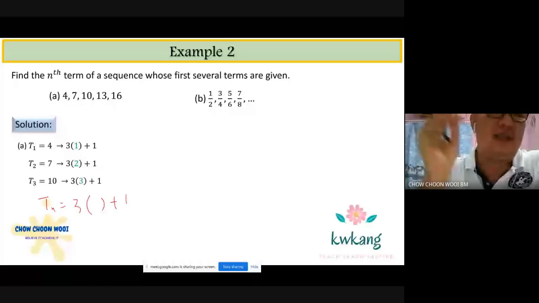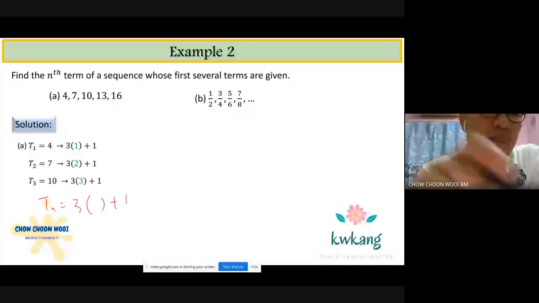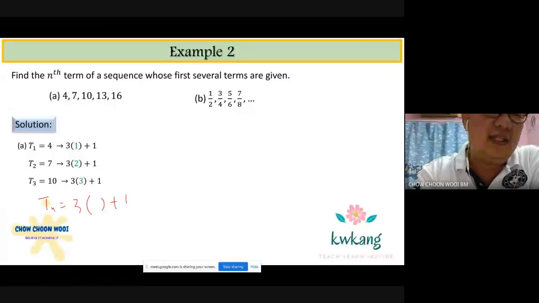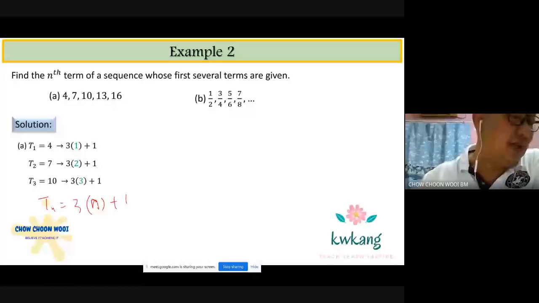So, what about this one? How about Tn? According to the sequence here, if 1, this is 1. If 2, this is 2. Right now, third term, this is 3. Then what about n term? It is n here. So it is supposed to be 3n plus 1. Yeah, good. Diana, Haris, Noah, Anissa. Okay, Faiz, very good.